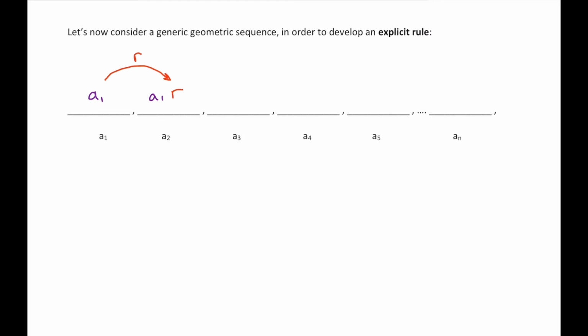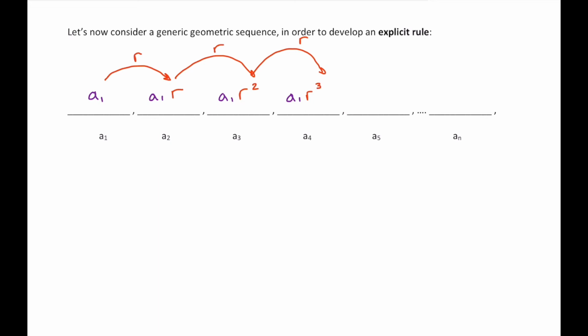To find the value of the third term, again, I take the term that comes before it and I multiply by r. So I have a1r, that's the term that comes before it, and I multiply by r again. So a1rr, or a1r squared. To find the value of the fourth term, again, I take the term that comes before it, a1r squared, and I'm going to multiply it by another r. I combine my exponents to get a1r cubed.